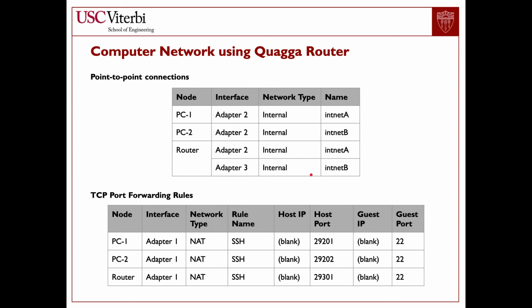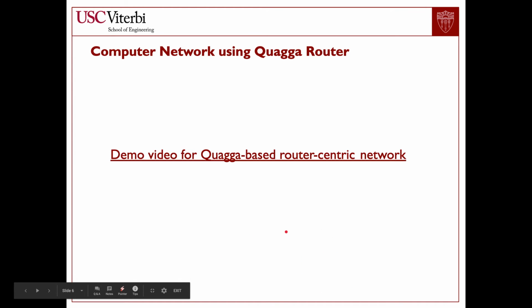So these are the prerequisite network adapter settings that need to be done. For PC1, PC2, and router, we'll have additional adapters so that they're internally connected. This forms a point-to-point connection. And then we assign port forwarding rules for PC1, PC2, and router so that I can remotely access these machines via SSH using these ports.